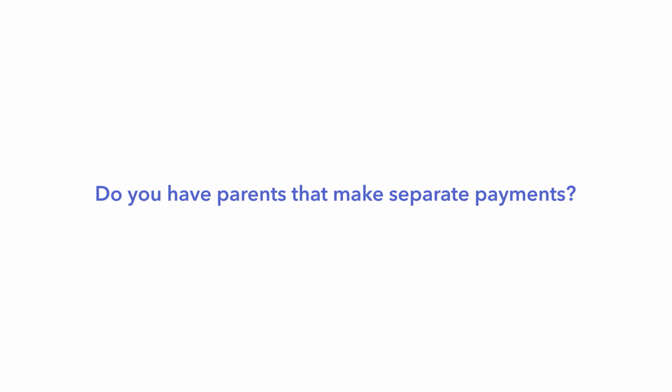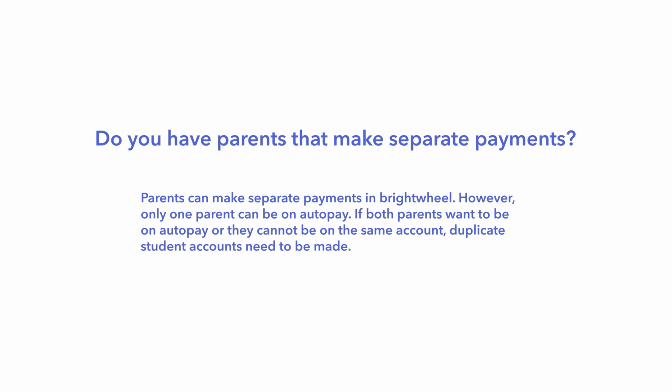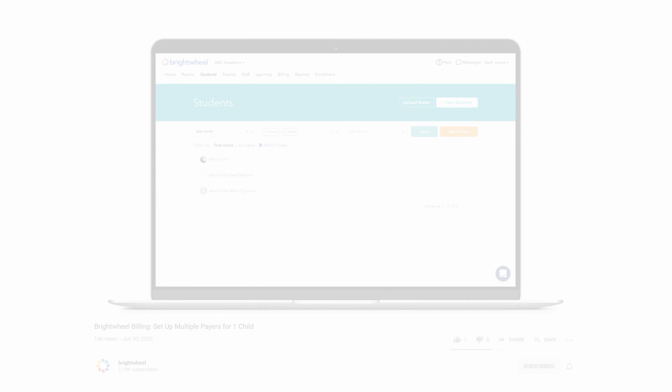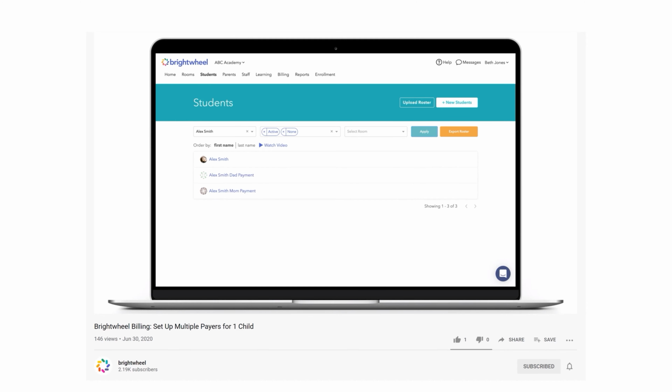Do you have parents that make separate payments? Parents can make separate payments in Brightwheel. However, only one parent can be on autopay. If both parents want to be on autopay or they cannot be on the same account, duplicate student accounts need to be made. Please refer to our Separate Payers video on how to set up duplicate student accounts.